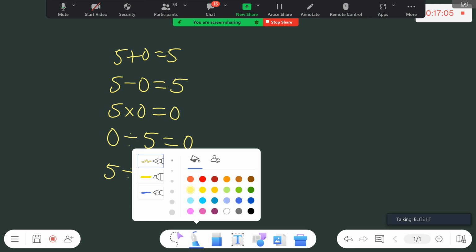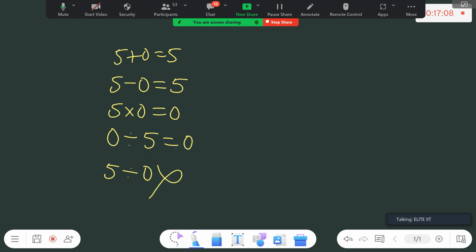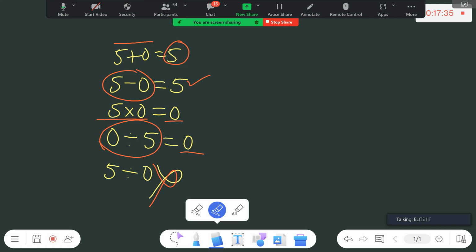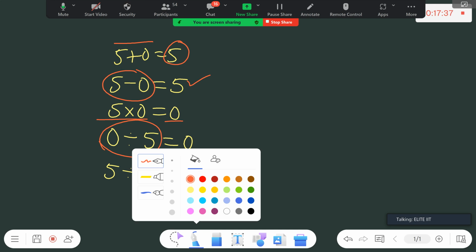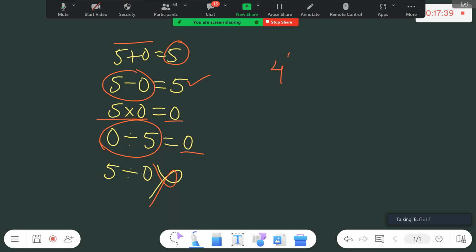If you add any number with 0, it will be the same number. If you subtract 0 from any number, you will get the number itself. If you multiply any number with 0, you will get 0. And if you divide 0 by any number, you will get 0. But you cannot divide any number by 0. You can divide 0 by any number. Clear? Another property: what is 4 to the power 0?